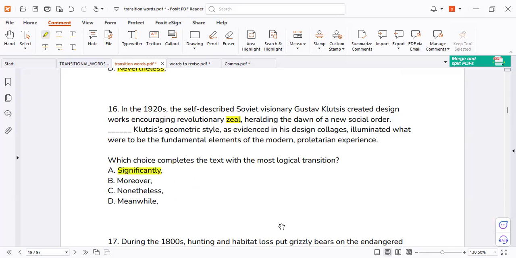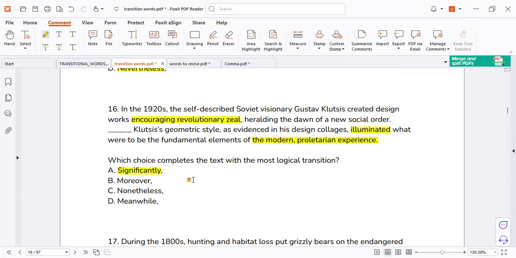significantly? And "significantly" logically signals that the information in the sentence is important and relevant to the previous sentence. Imagine. Let's see. He said he wanted to encourage revolutionary zeal. Zeal, as you know, is love to do something. Look for the after. Geometric style eliminated what were to be fundamental elements of the modern experience. So that means you want to prove it. So there is no contrast, there is no comparison.